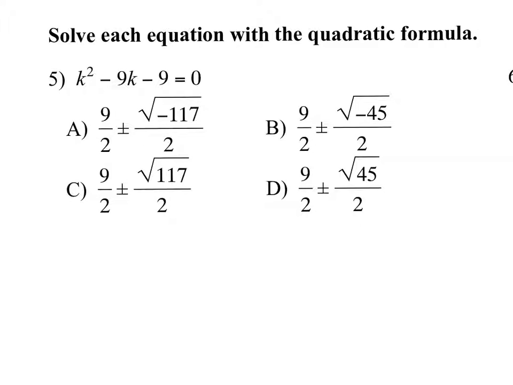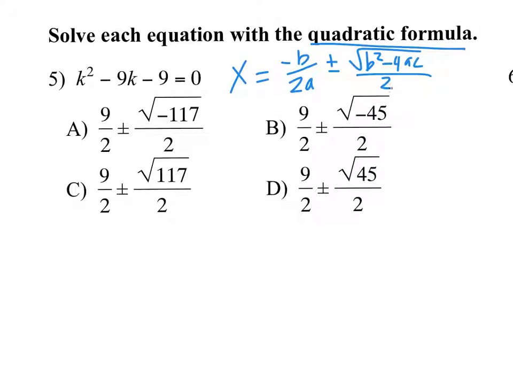For number 5, we're looking at the quadratic formula. I know because it says use the quadratic formula, but also these numbers don't come out so nice. So I know the quadratic formula, which you are given on the exam, is x equals negative b over 2a plus or minus the square root b squared minus 4ac all over 2a. So for this problem, we've got a equals 1, b equals negative 9, and c equals negative 9.